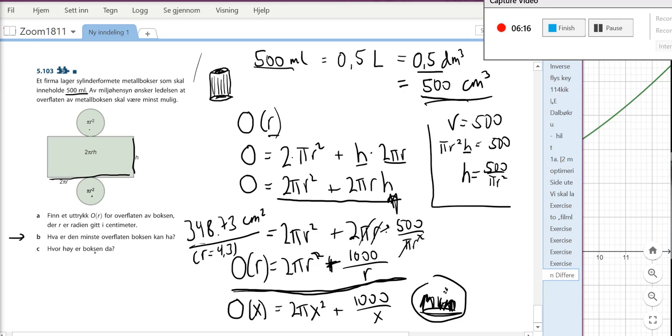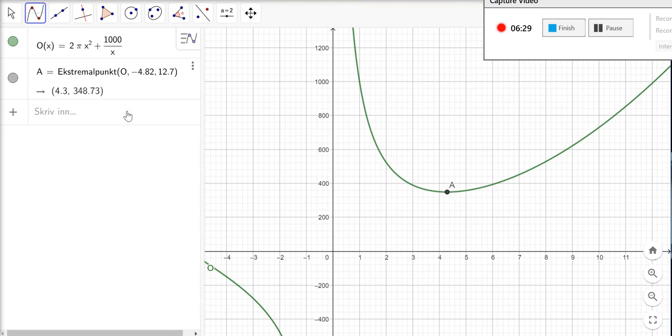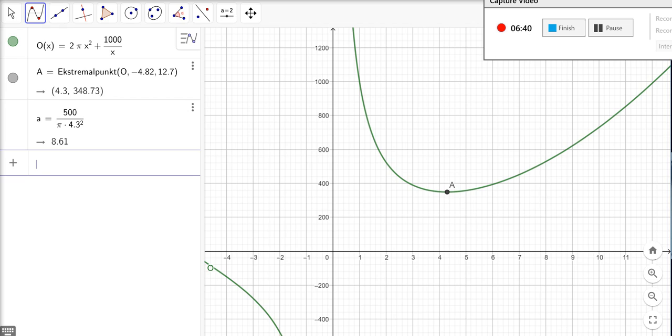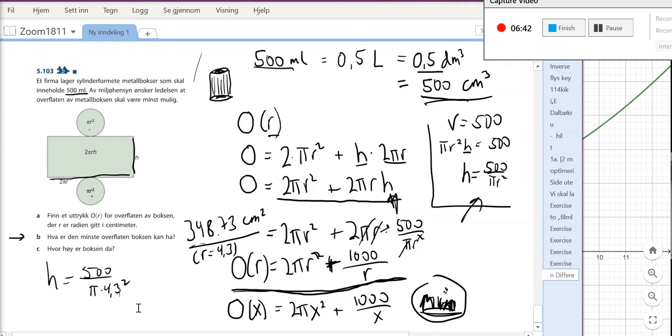And it says what is the height, and remember here we've got the height here, that is 500 divided by pi times 4.3 squared, and then I can just calculate on my calculator. I can also just put in here 500 divided by pi times 4.3 squared, and we get 8.61. So the height is 8.61. So that is the answer on this exercise.